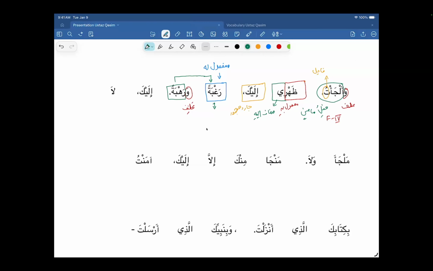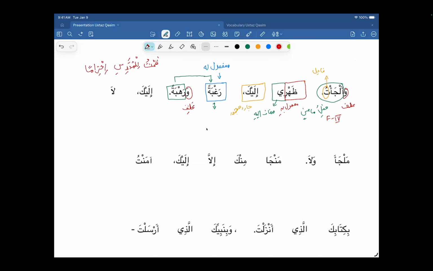So I can say, let's say, kumtu lil mudarrisi ihtiraman. Let me give you this example. Kumtu lil mudarrisi ihtiraman. I just made it up on the spot, so if I made a mistake, Ustad will correct me. Ustad, did I get it right? Yeah, I think so. Good, mashallah. Okay, it's good.